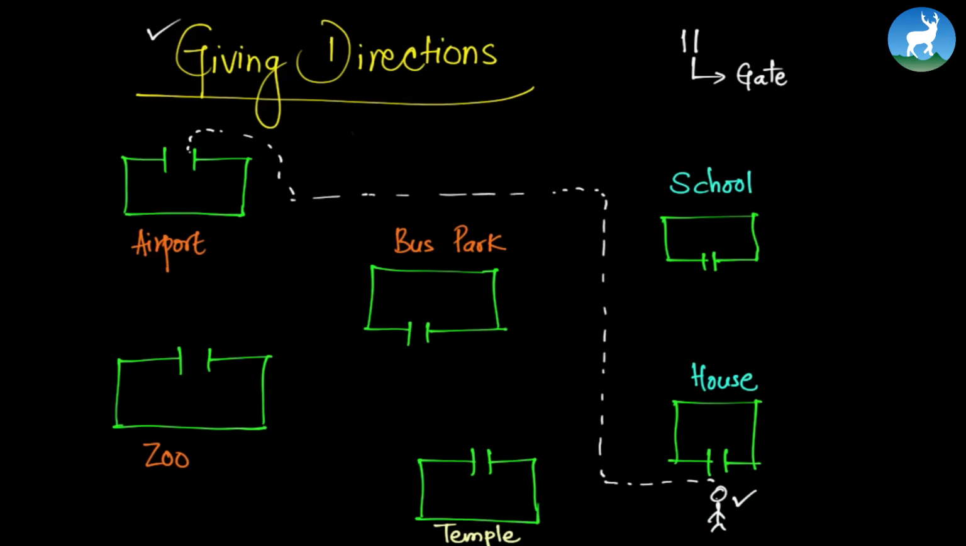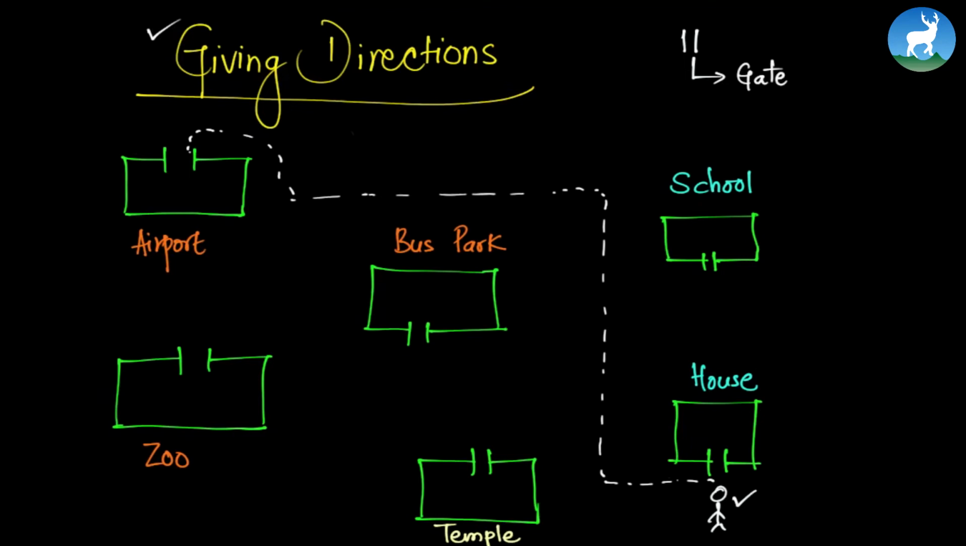So you would write something like, go straight and take the first turning on your left. Walk up until you reach the school. From the school, take the first turning on your right and keep walking. Walk past the bus park and take a turn on your right. Finally, you'll see the airport.